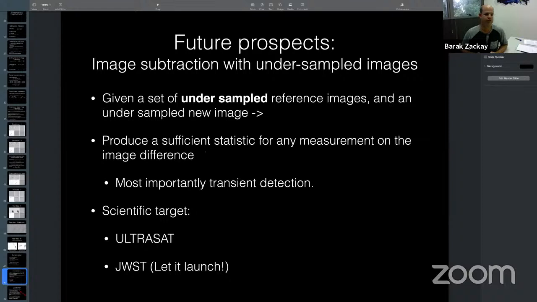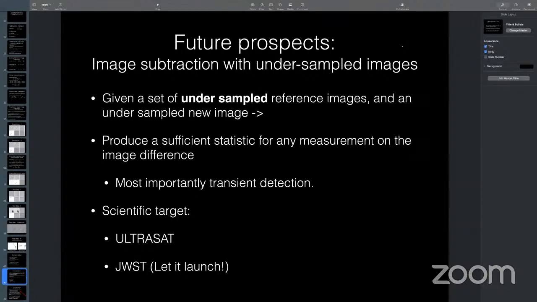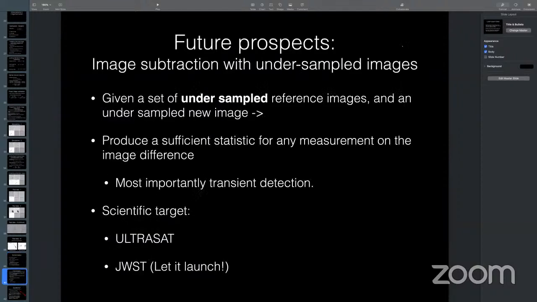Flavia, you have a question? Yes, it's about the subtraction. The first one is a naive question, because I was reading the ZOGY documentation, paper, everything. I don't quite understand: if I want to do photometry on the subtracted result, do I want to use the D or the S image?